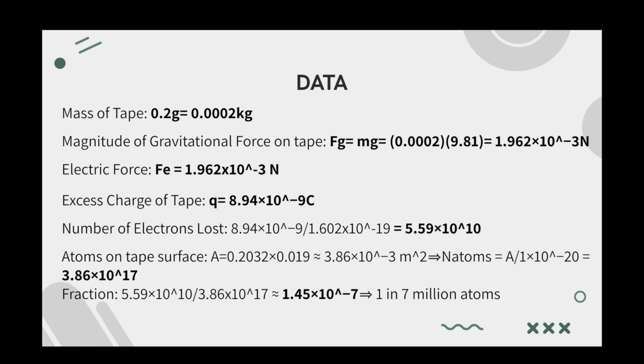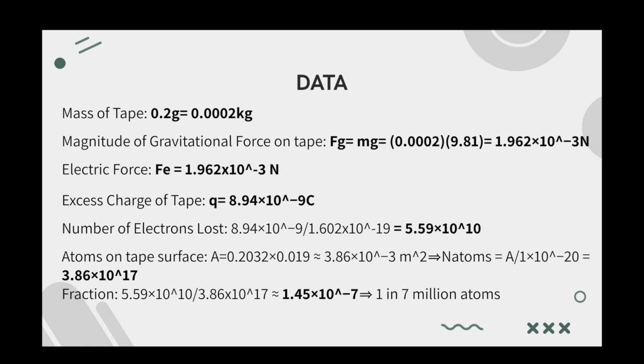Finally, to find the number of electrons lost, we would take the charge of the tape divided by the absolute value of the charge of an electron, which would give us 5.59 times 10 to the 10th power. On my data, we also have the number of atoms on the tape surface, which was 3.86 times 10 to the 17th. For the fraction, we can get the number of electrons lost divided by the atoms on the tape surface, which would come out to be 1.45 times 10 to the negative 7th power.